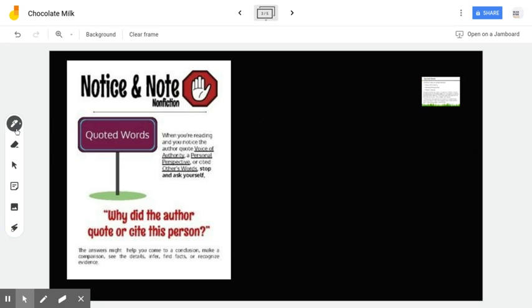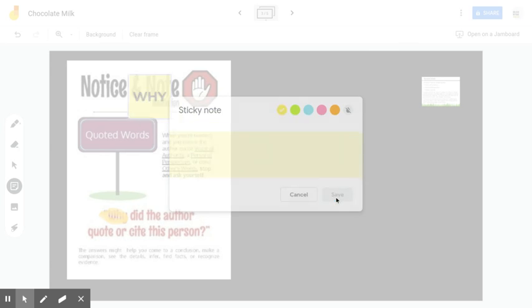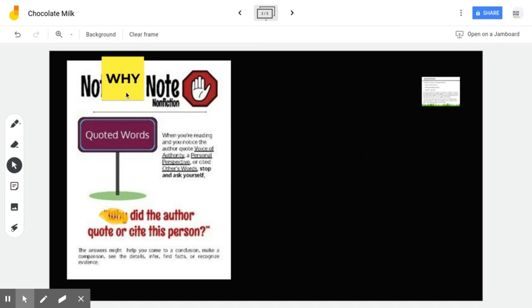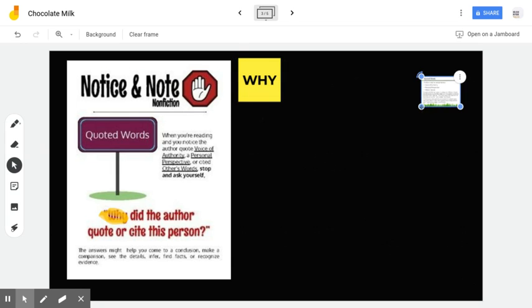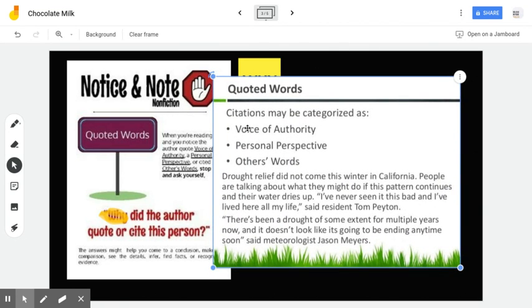And one thing I'm noticing from both of these is this word right here. Why? Why did the author do that? So I'm going to add a sticky note. Why? That's the question. You want to be wondering why something is quoted or why there are words. So let's read this section. And it says citations may be categorized as voice of authority, personal perspective, or other words.